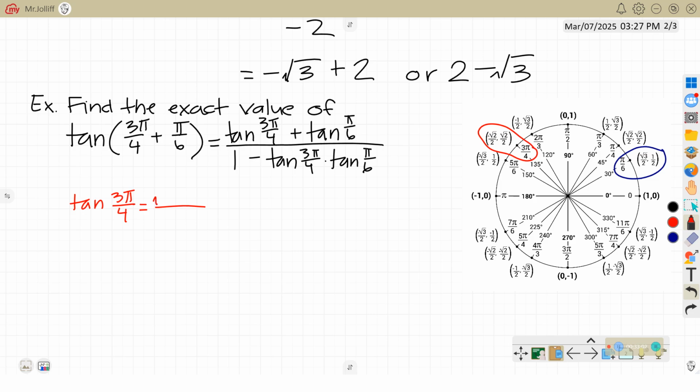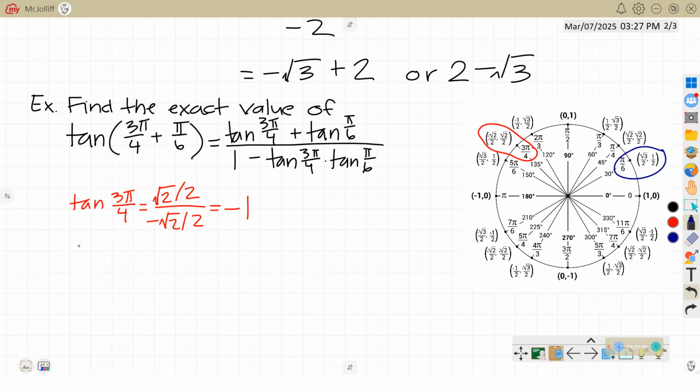So the y coordinate is positive root 2 over 2. The denominator, the x coordinate, is negative root 2 over 2. Positive divided by a negative gives me a negative. Anything divided by itself is 1. Perfect. Negative 1. We like the quarter angles: pi over 4, 3 pi over 4, 5 pi over 4, 7 pi over 4. Those are the plus and minus 1s for tangent. Those are where the sine and cos have that same absolute value.